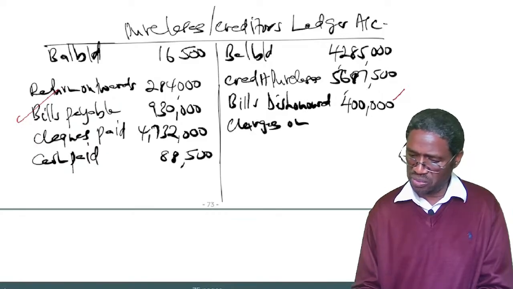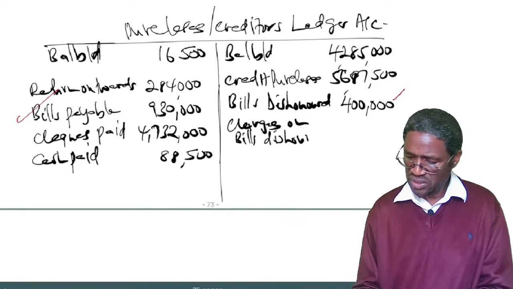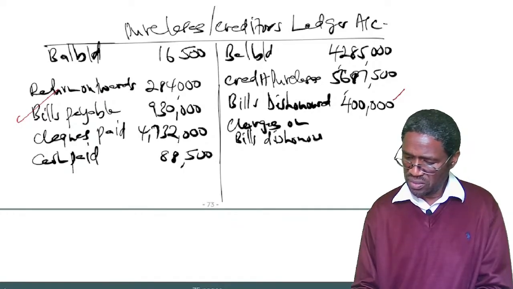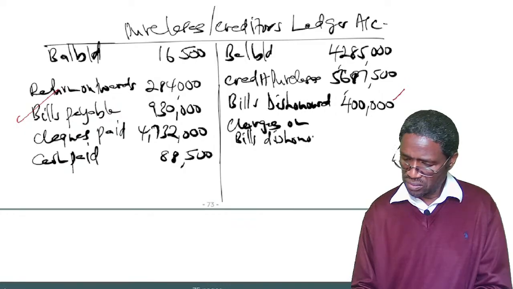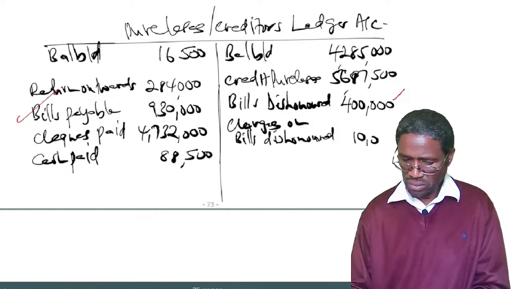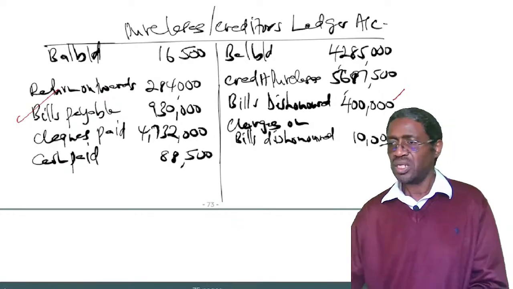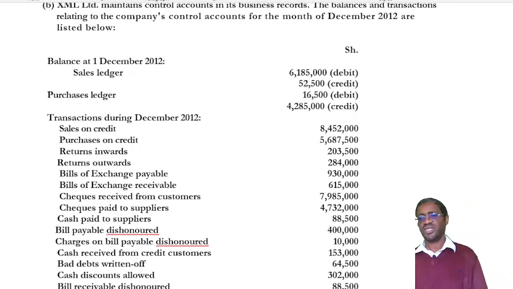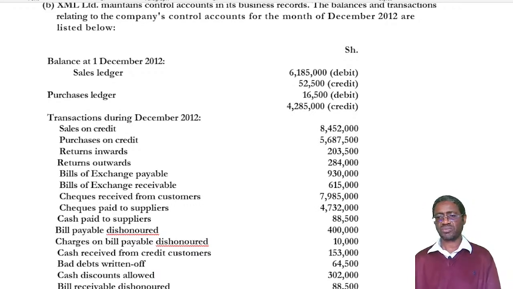Charges on bills dishonored. I think it was 10,000. I'll confirm. Let me confirm. Yes. Good. Next one. Let me roll the question.